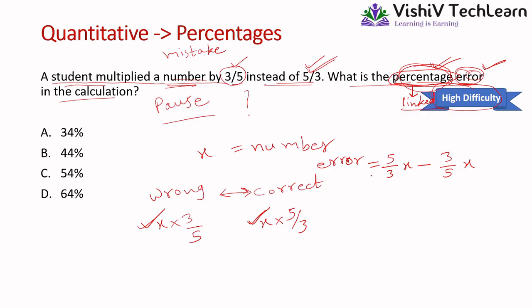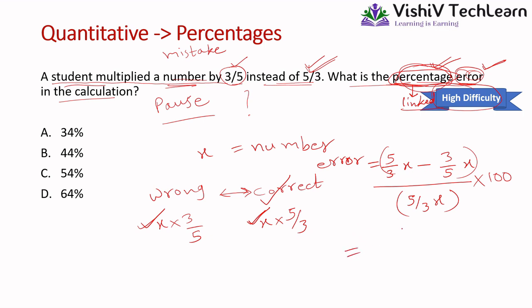So here we have to compare this error with something, and that something is nothing but the original case, the correct case. So the correct case is 5 by 3x. So we will be comparing this error with the correct multiplication 5 by 3x and then multiply by 100 to make it percentage. So this calculation should give the correct answer.